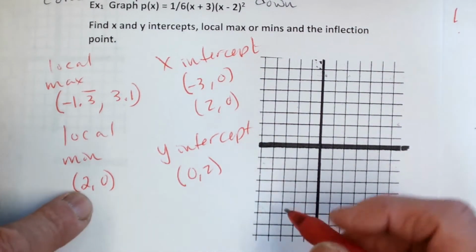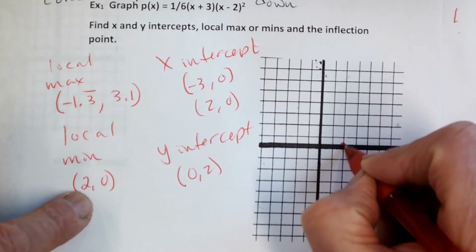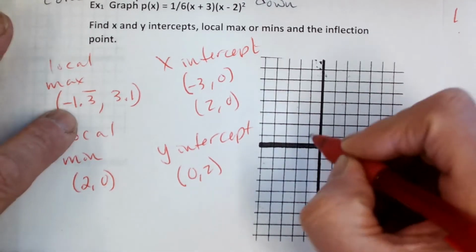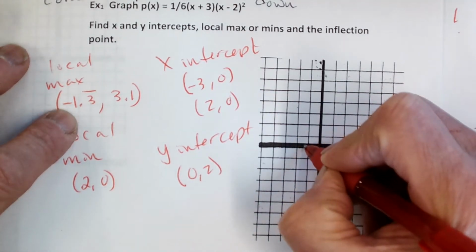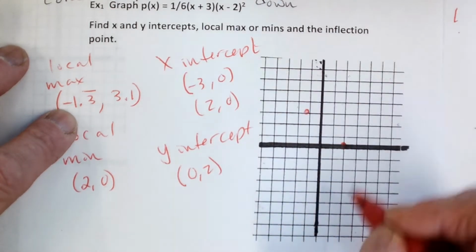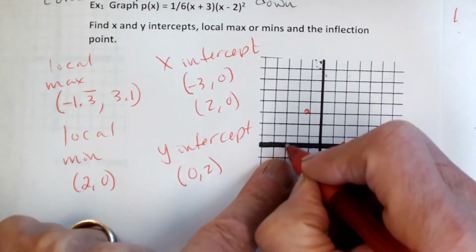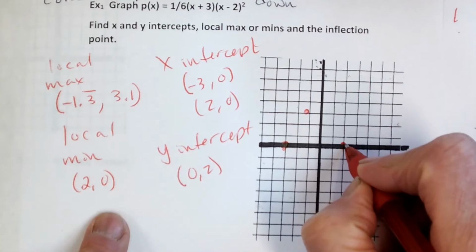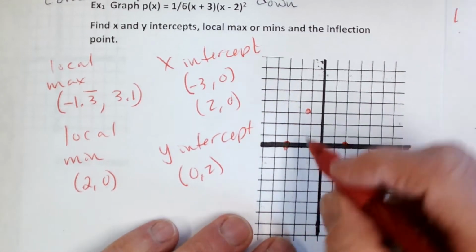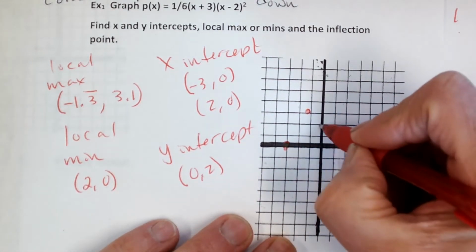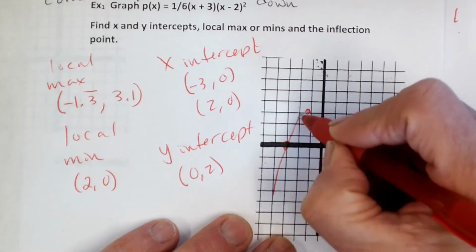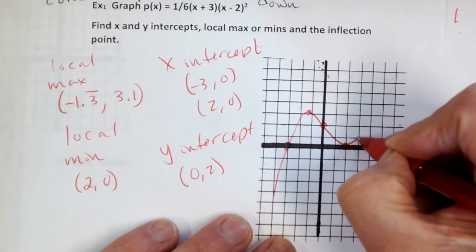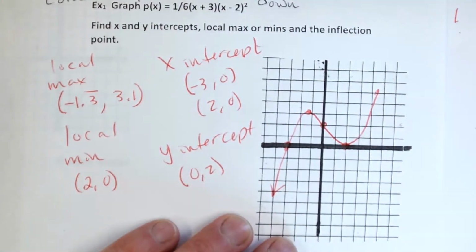So 2, 0, that's my min. My max is at negative 1.3, and about 3.1 is about there. X-intercept is at 0, 3. Got that. So I've got enough to at least start to graph it, okay? And I've got my Y-intercept there. So it looks something like that, right?